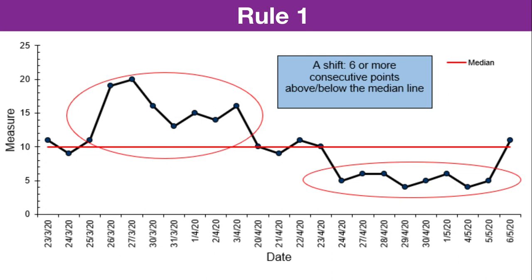The first run chart rule is a shift. This is 6 consecutive points either above or below the median line. Points that fall exactly on the median line do not add to or break a shift. So you skip the values that fall on that median and you continue counting. In the National Improving Writing Programme, we're looking for a shift to be above the median line, meaning we're seeing an increase in pupils achieving the aim.